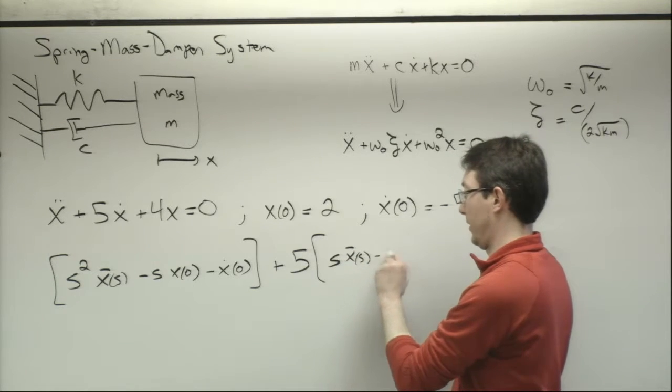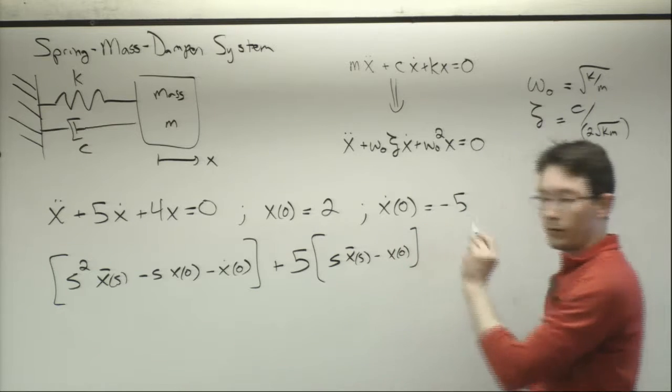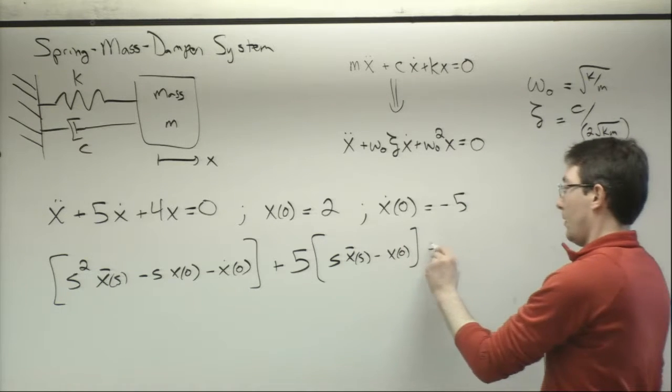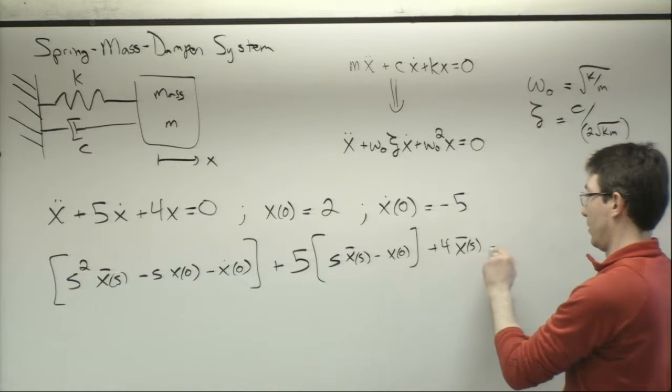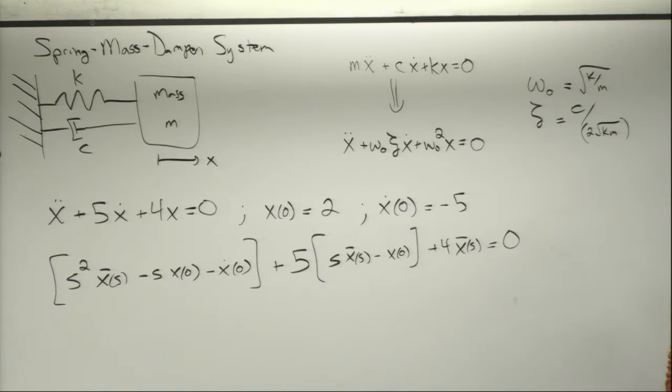s x bar minus x naught, plus 4 times the Laplace transform of x, which is just x bar. All of that equals 0.